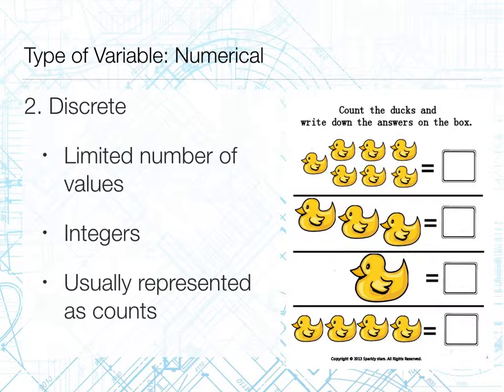In contrast, discrete numerical variables have to be whole numbers, which limits their possible number of values by definition. These are usually represented by counts. Examples include number of patients with disease type, number of adverse events, or in this instance, number of ducks in the box.